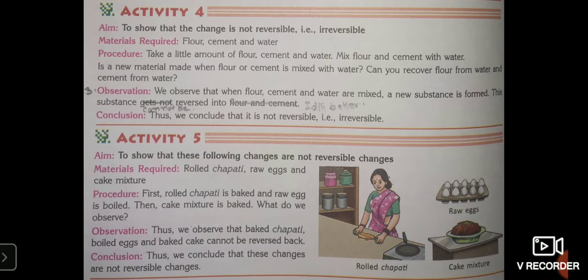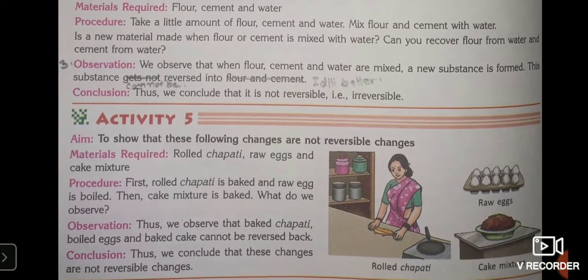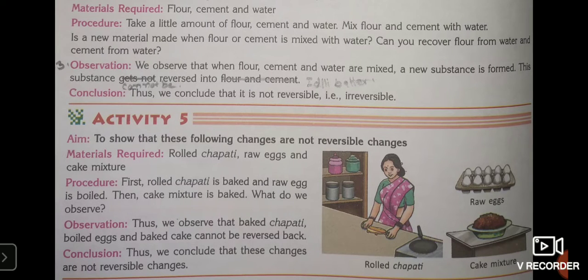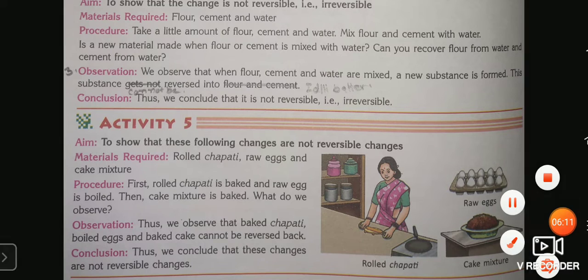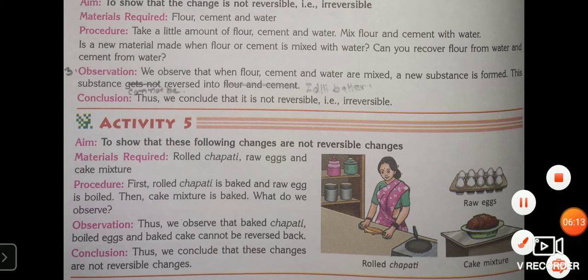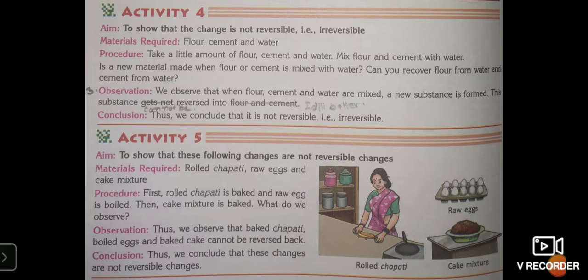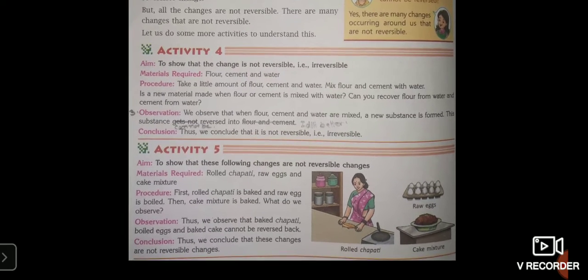Now here you are doing some activities. You are rolling a chapati, and rolled chapati is baked. When you bake the chapati, you cannot convert the baked chapati into a roll bag, or into a dough bag, or into a wheat flour bag. Similarly, when you have boiled an egg, you cannot convert the boiled egg into a raw egg. Similarly, if you bake a cake, you cannot convert the baked cake into the raw form. Thus, we observe that baked chapati, boiled egg, and baked cake cannot be reversed back. Thus, we conclude that these changes are not reversible changes.